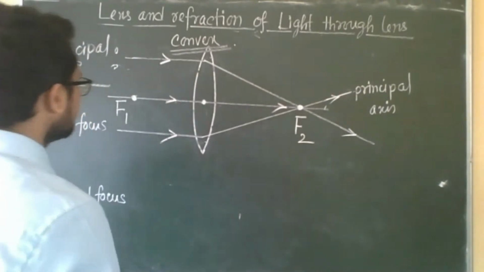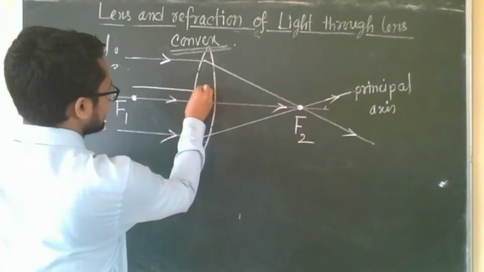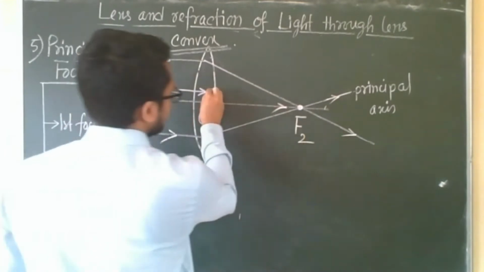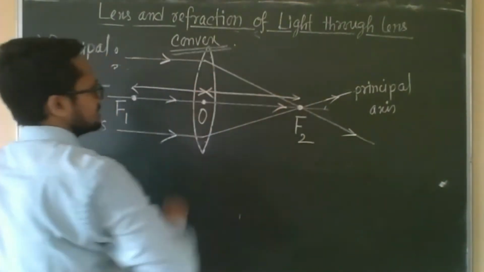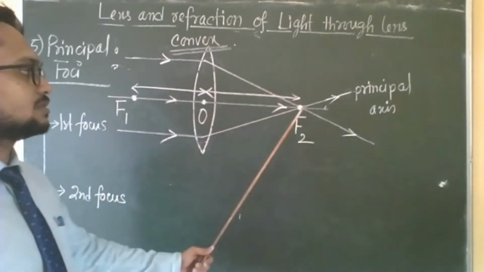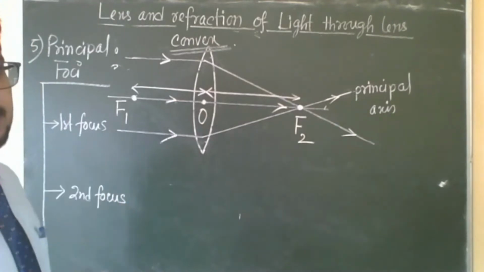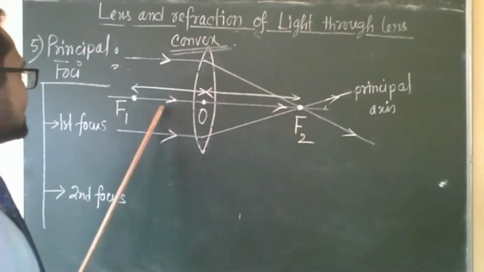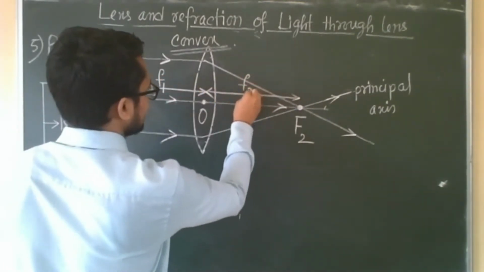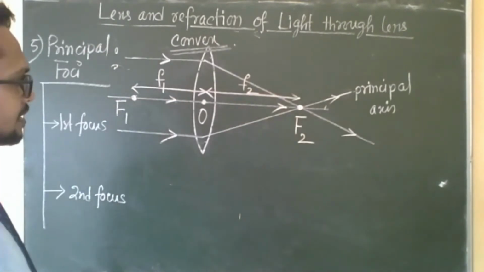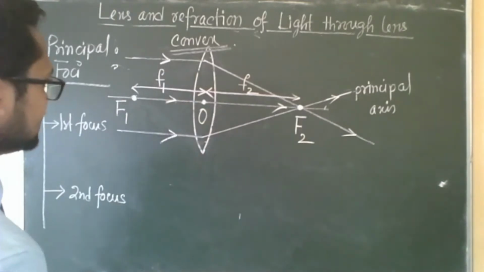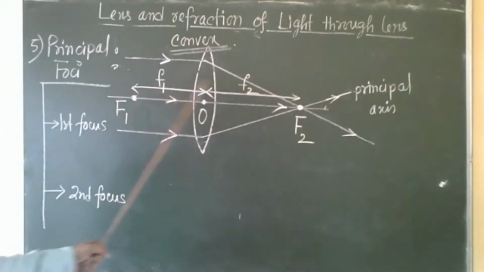Now this distance from the optical center to F1, and from the optical center to F2, these are called focal lengths, OF1 and OF2. This distance is the first focal length, this distance is the second focal length. Focal lengths are denoted by small f. These two focal lengths will be equal in a few cases. I will tell those points.